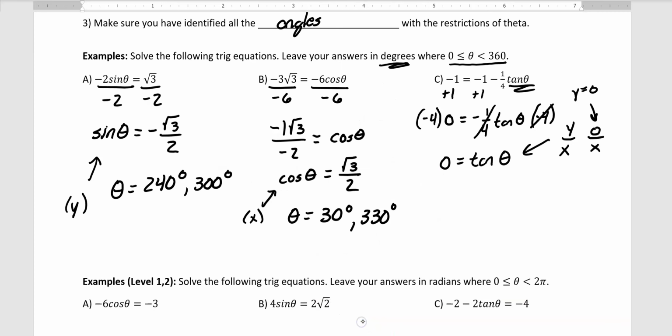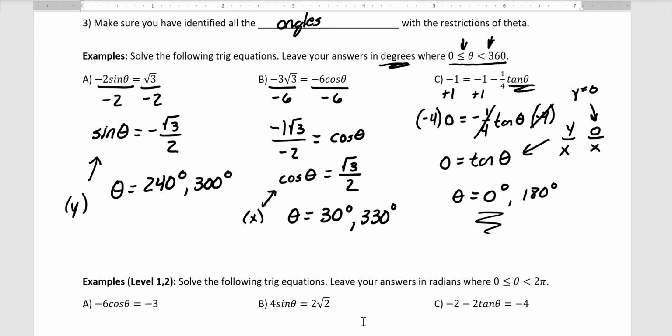So let's go back to our equations. We would say that theta equals 0 degrees or 180 degrees. Notice we don't say 360 because we want strictly less than 360 degrees, and greater than or equal to 0. So if it's between 0 and 360, we're putting 0, just like we did on this one. All right, so there's some examples of solving equations, leaving our answer in degrees.